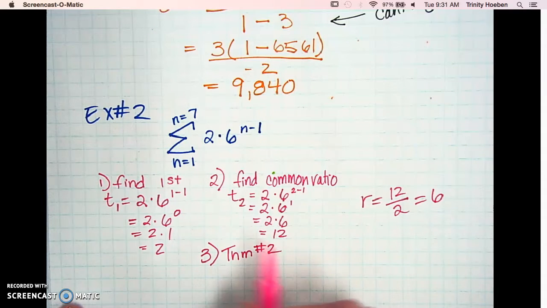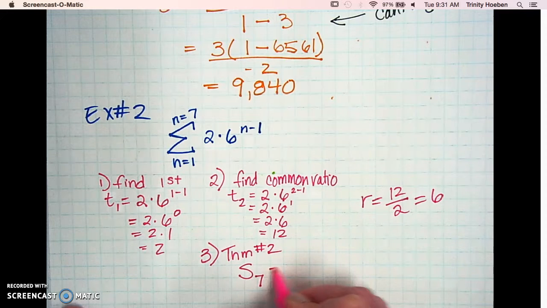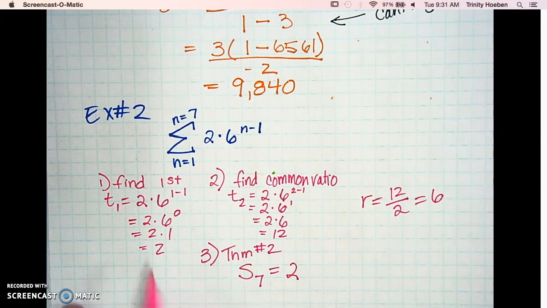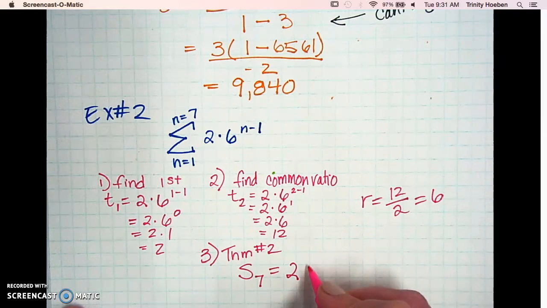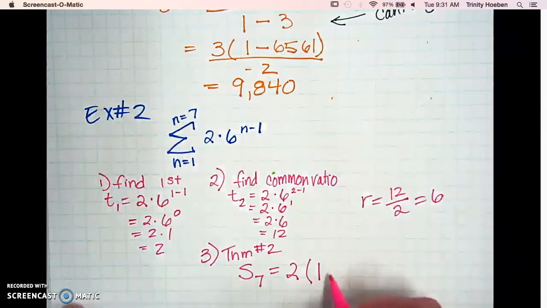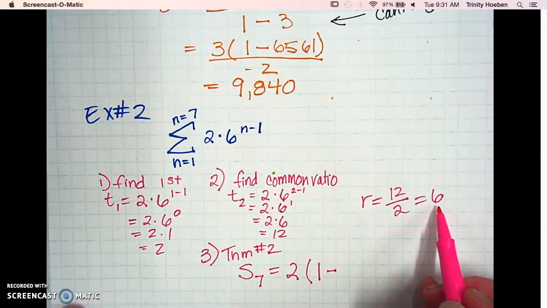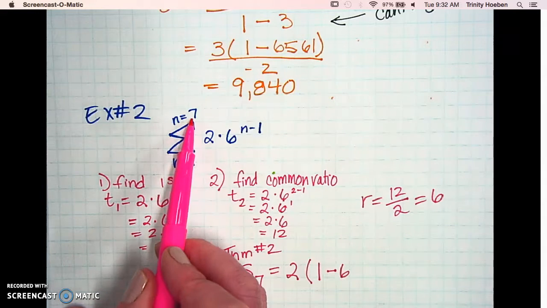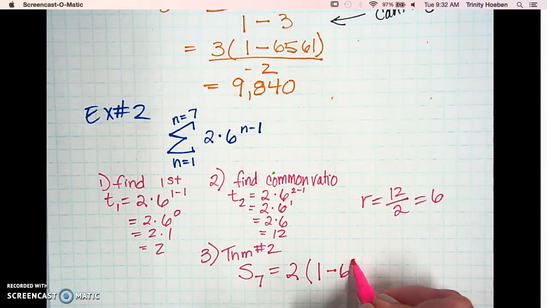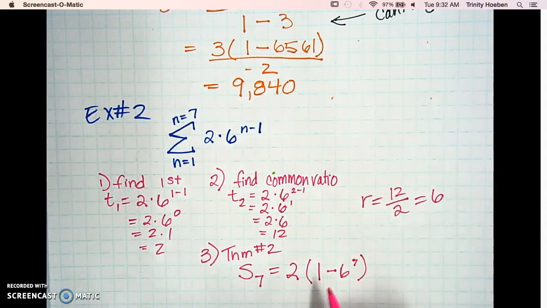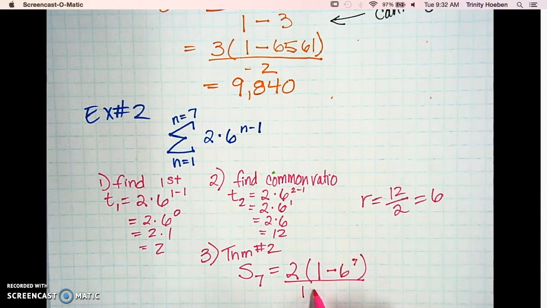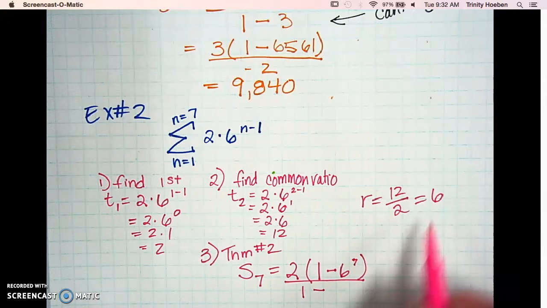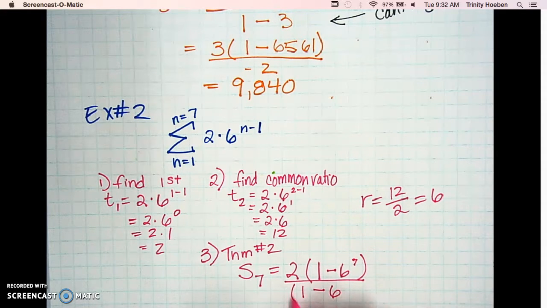All right, so we want the 7th term, or the sum of the first 7 series, and you're going to have 2, which was the value of the first term, and then the formula calls for 1 minus r. R we just found out was 6, to the power of the n, which is 7, all over 1 minus r. And r in this case is 6.